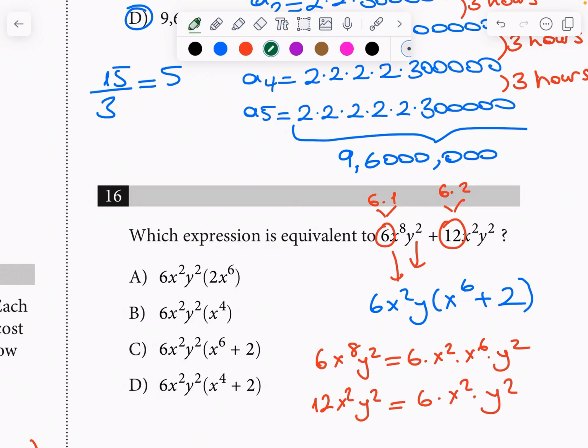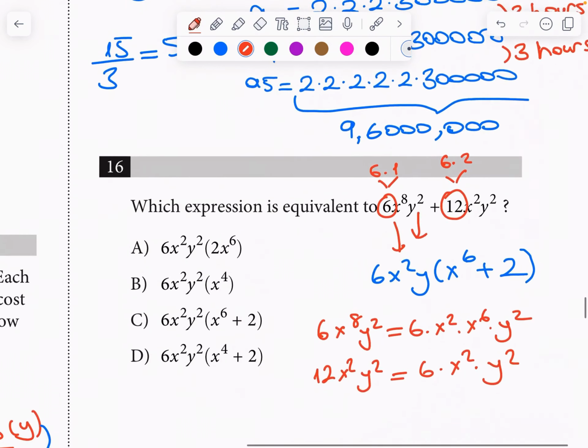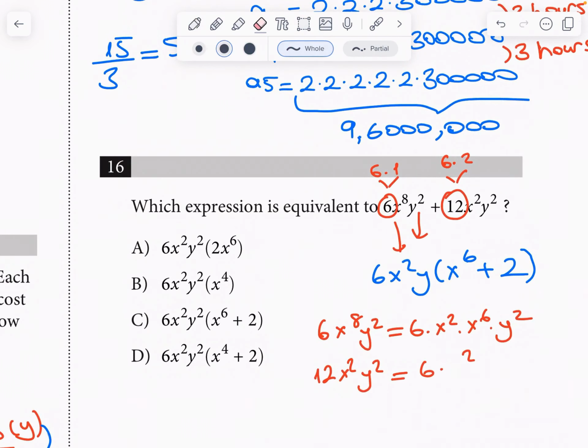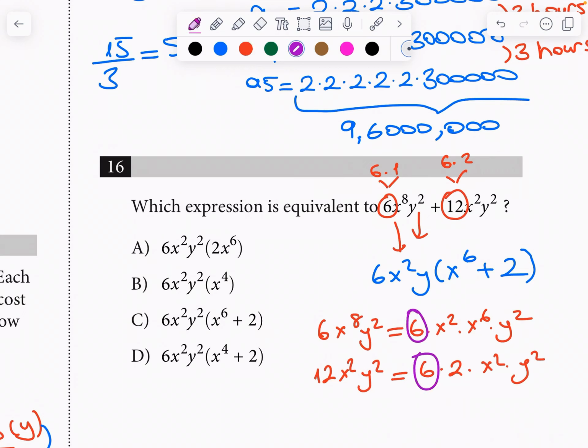So I will circle the common factors here. And by the way, I forgot to write the 2 here, so it'll be 6 times 2 times x^2 y^2. Now I can circle the common factors. 6 is one of the common factors, x^2 is the other one, and y^2 the last one. You can write x^8 as the product of x^2 and x^6 in this question.